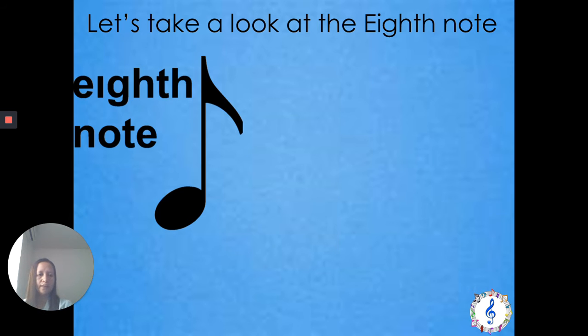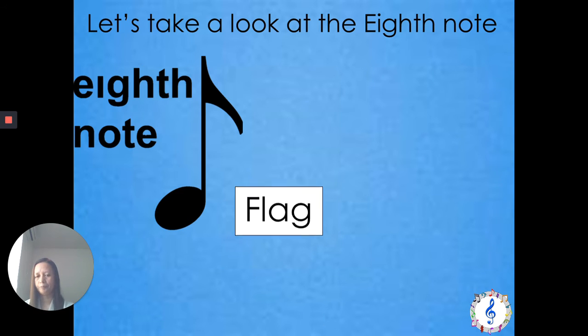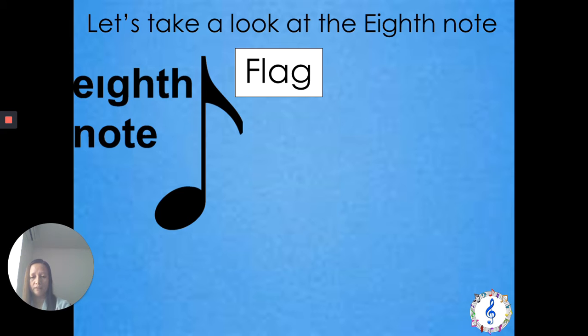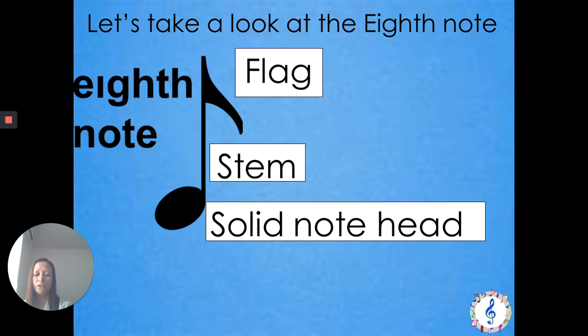Let's take a look at the 8th note. This is the image of an 8th note. Can you describe the 8th note? Okay, let us see if your answer is correct. It has a flag, it has a stem, and a solid note head.